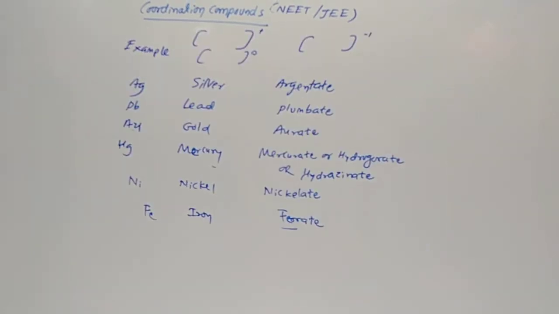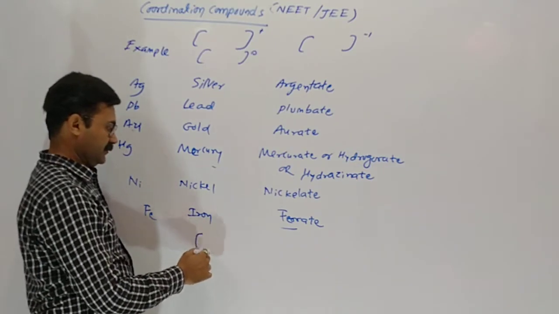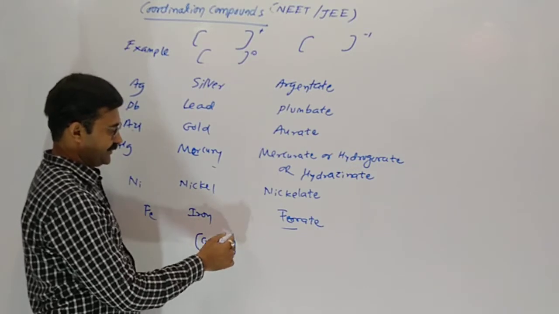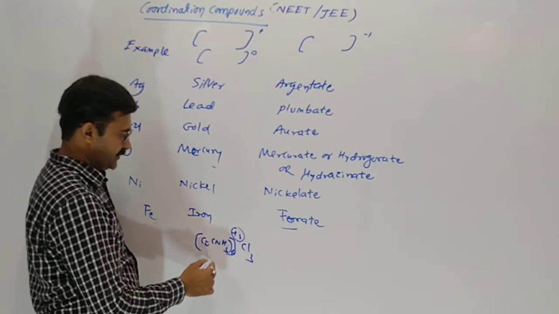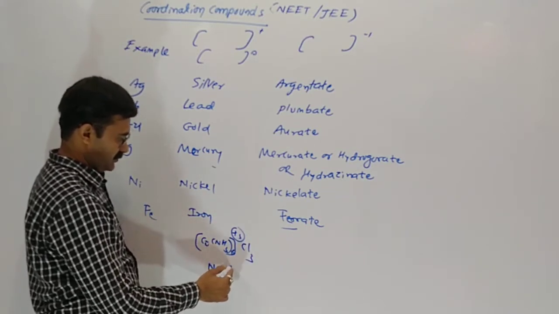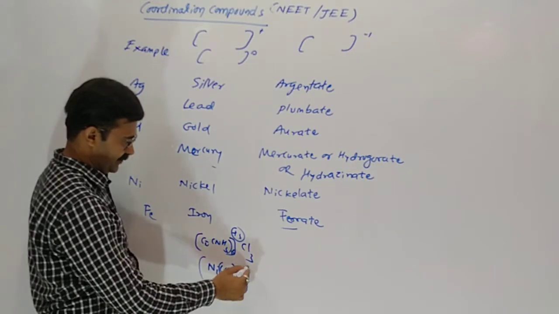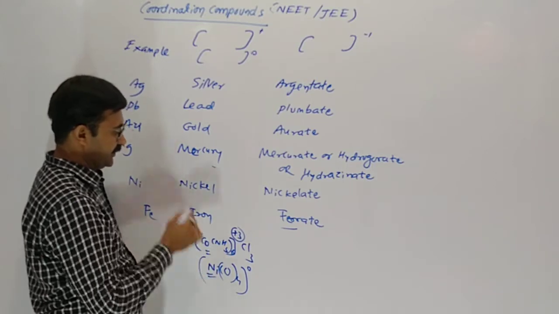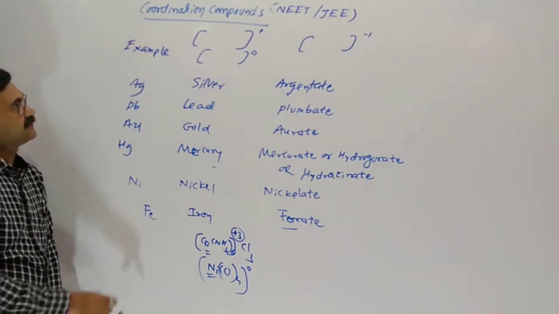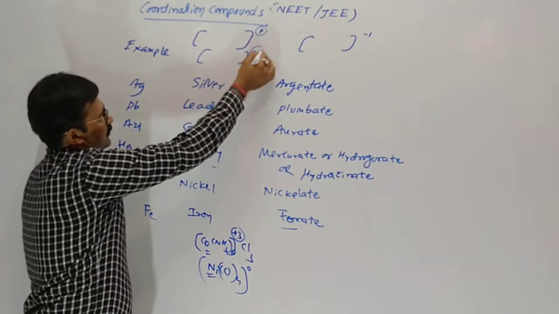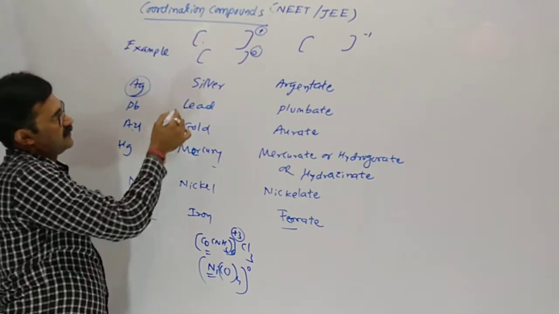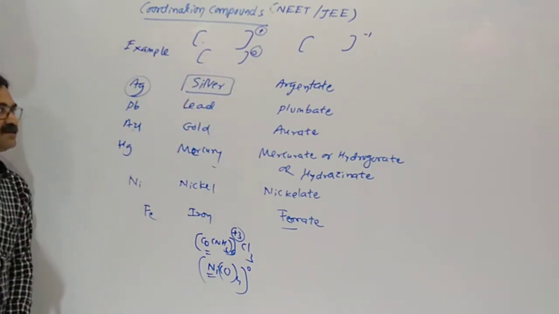Now, in the nomenclature of coordination compounds, whenever our entity is positively charged or neutral, how do we give the name? The original name we have to write. If the entity is neutral or positive and silver is inside, we take only silver.